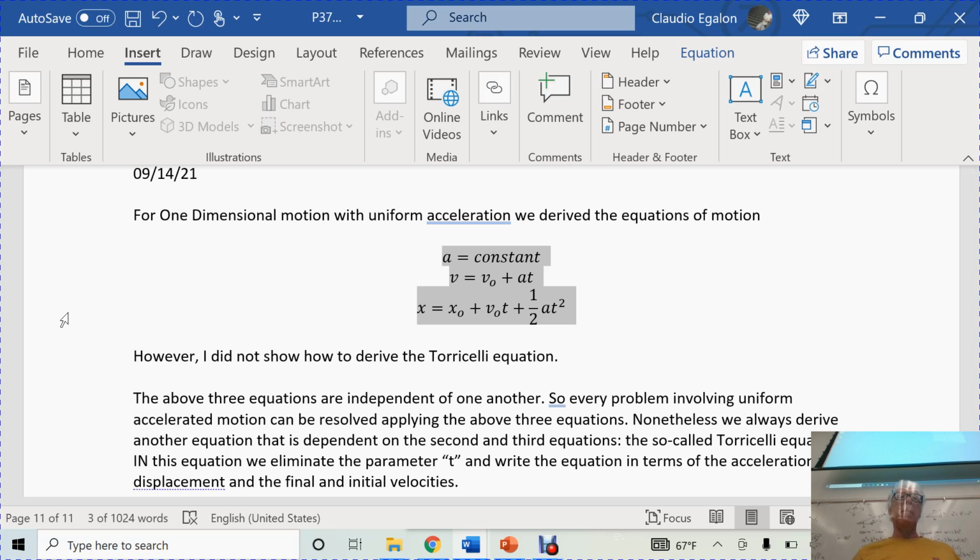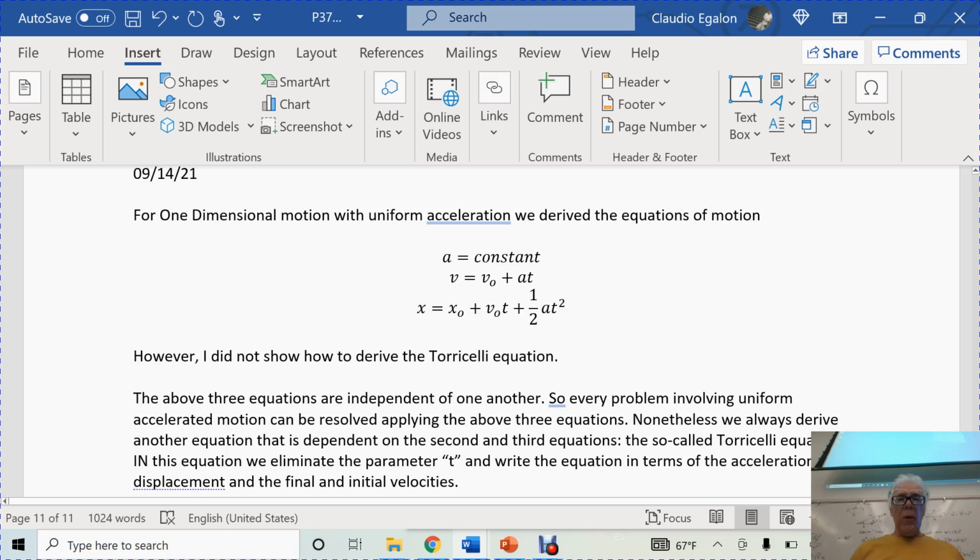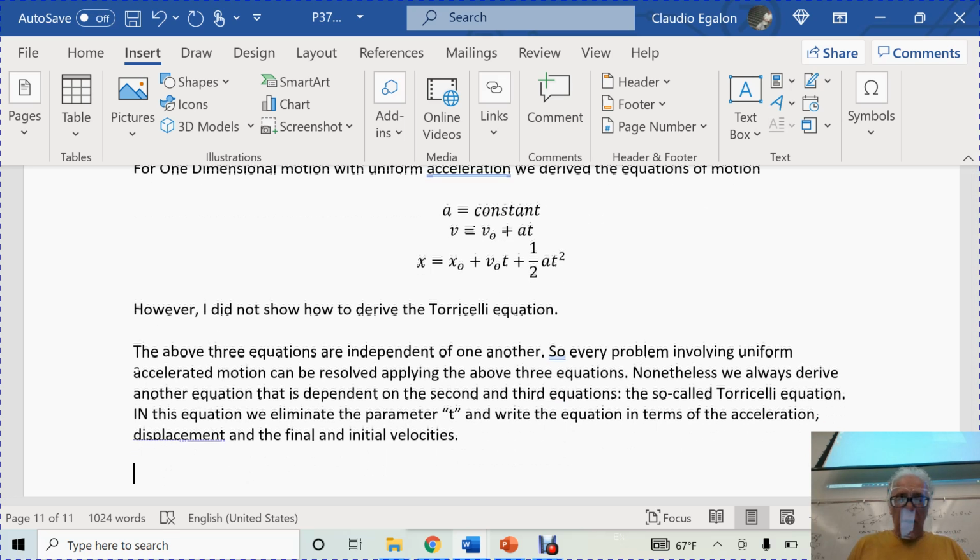Because the Torricelli equation is so useful, we introduce that to you, we show how we derive it. But remember, Torricelli equation is not an independent equation. It's dependent on those two equations right in here. Okay. So the idea is the following. Let's treat that as an example.